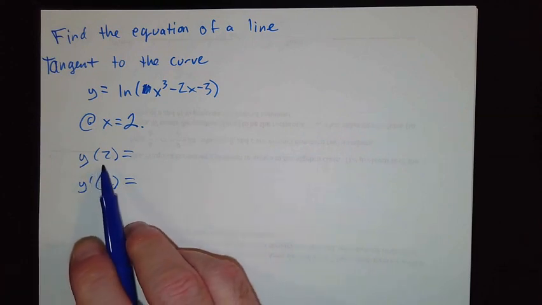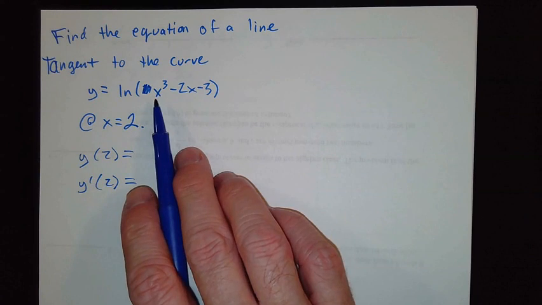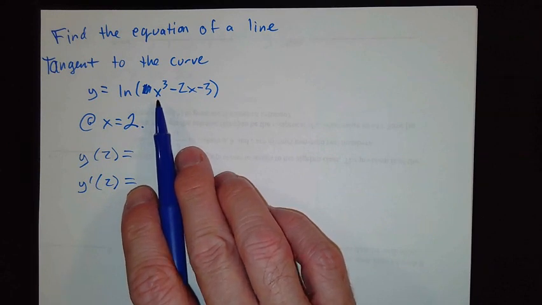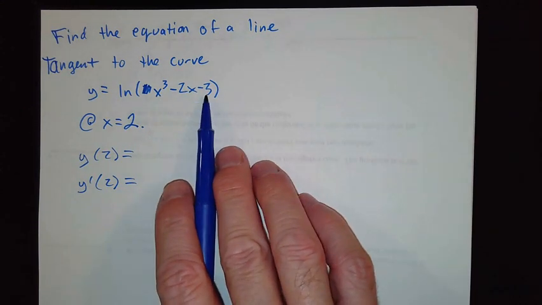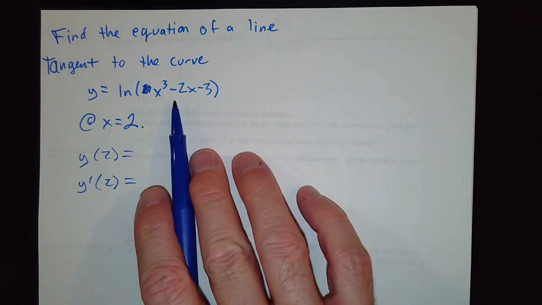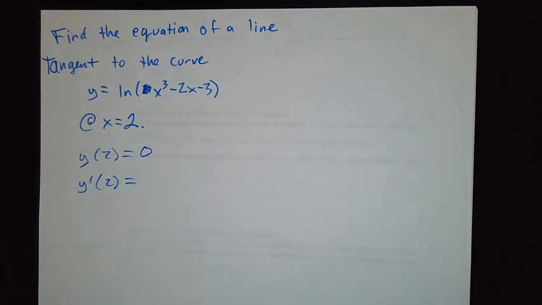We can, of course, find the value when x equals 2 by plugging it in. And if I plug in x equals 2 here, we'll have 2 cubed, 8, minus 4 minus 3. 8 minus 4 minus 3 is 1. Natural log of 1. Conveniently, I don't need a calculator for natural log of 1. Log base anything of 1 is equal to 0.